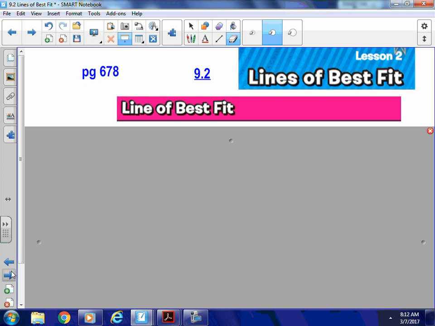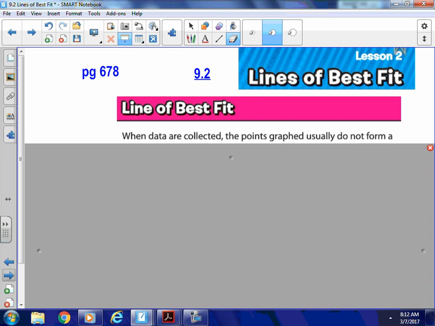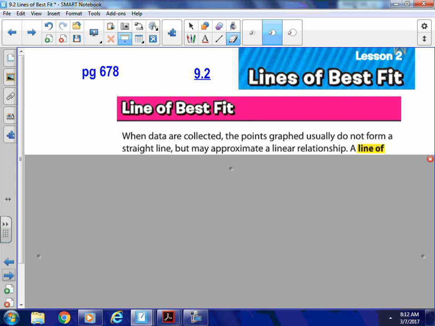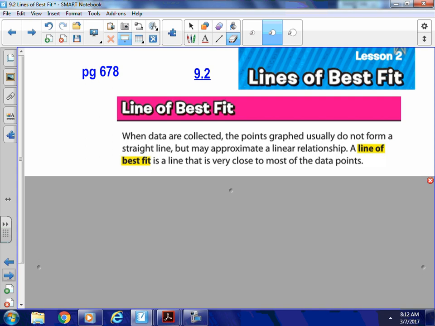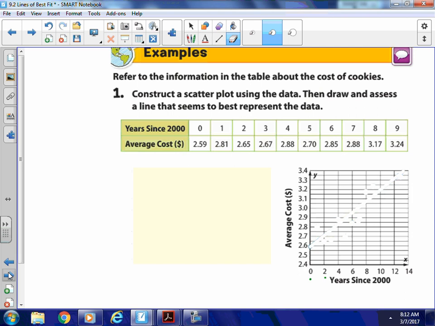So, a line of best fit. When data are collected, the points graphed usually do not form an exact straight line, but may approximate a linear relationship. A line of best fit is a line that is very close to most of the data points. So we're going to do example 1.